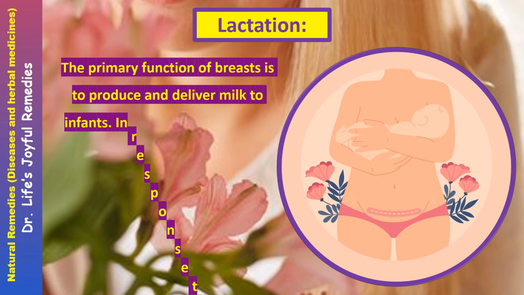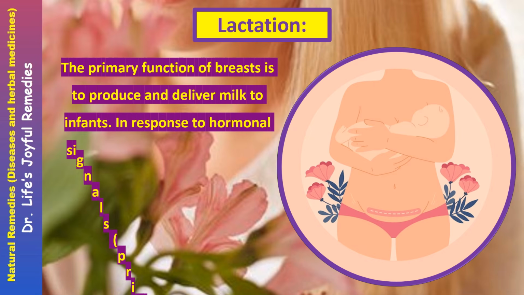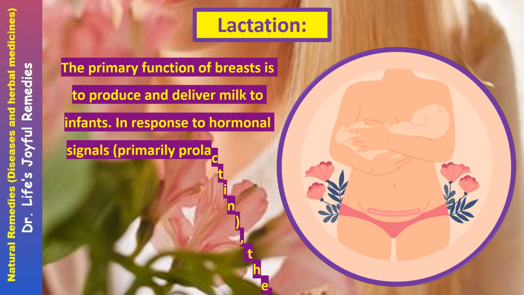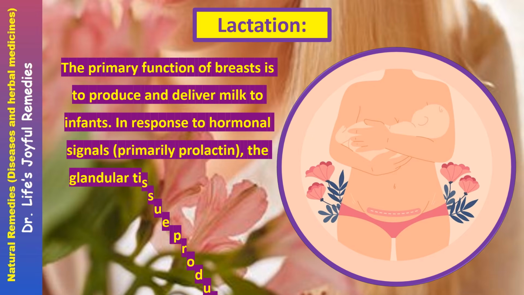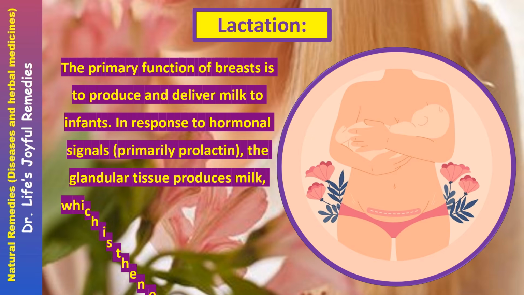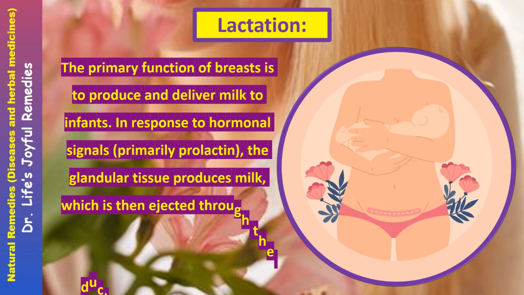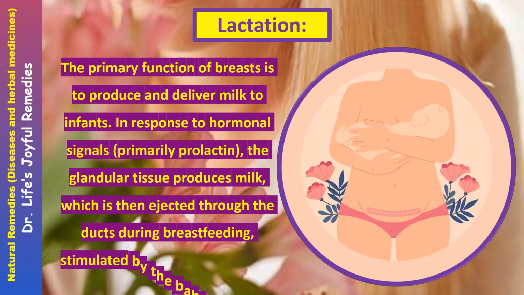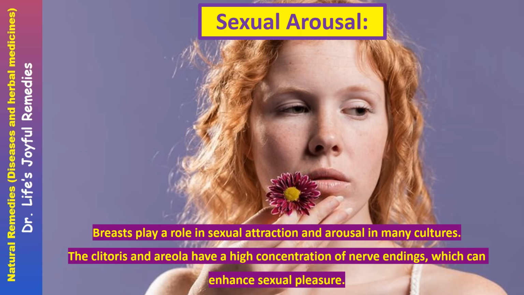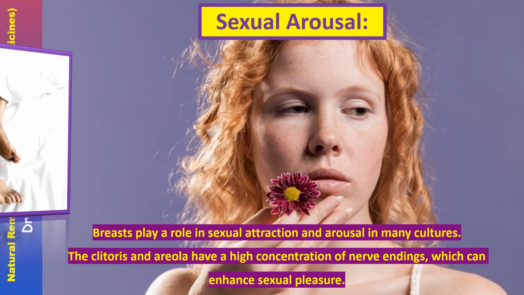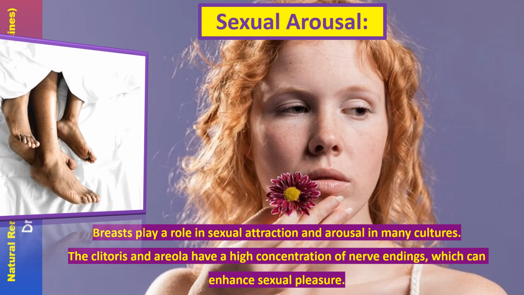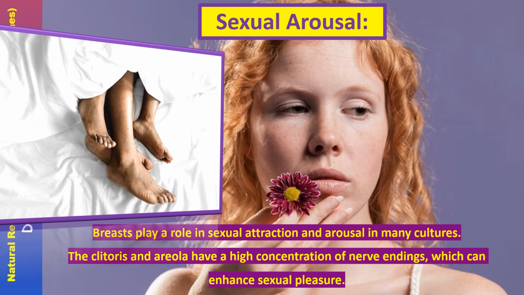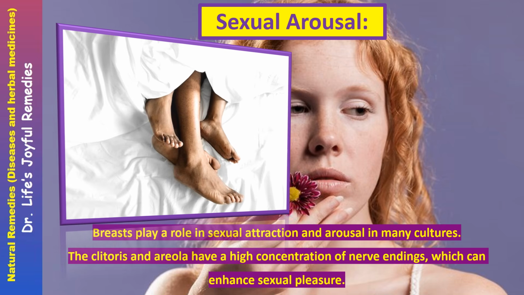In response to hormonal signals, primarily prolactin, the glandular tissue produces milk, which is then ejected through the ducts during breastfeeding, stimulated by the baby's suckling. Sexual arousal. Breasts play a role in sexual attraction and arousal in many cultures. The nipple and areola have a high concentration of nerve endings, which can enhance sexual pleasure.